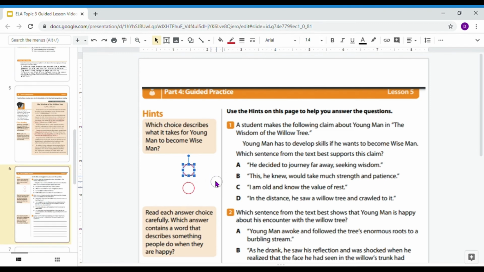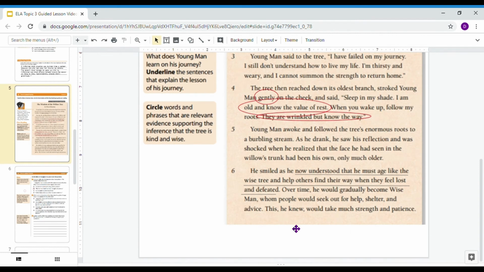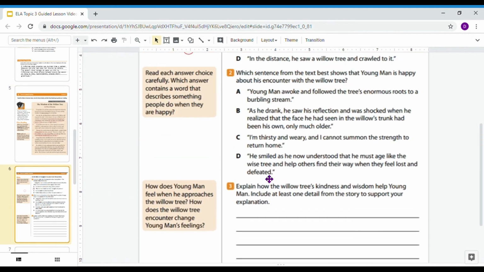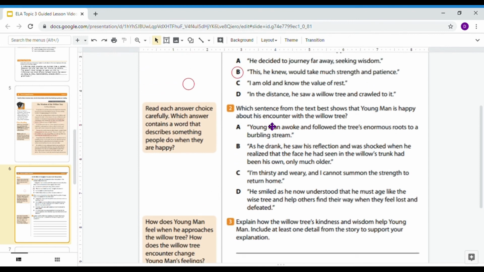This, he knew, would take much strength and patience. I know because he claims that at the end in his lesson when he wakes up and he is still young man, even though he saw himself as wise man in his dream, and he knows that it's going to take a lot of strength and patience. Those are the two skills that he really needs to develop in order to be successful as a wise man or even become a wise man. So let's look at number 2. Which sentence from the text best shows that young man is happy about his encounter with the willow tree?